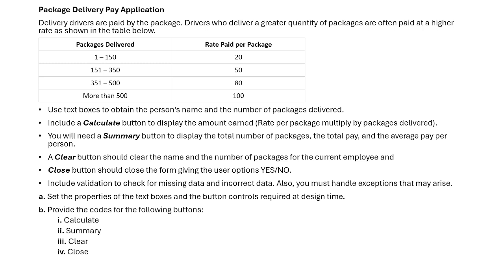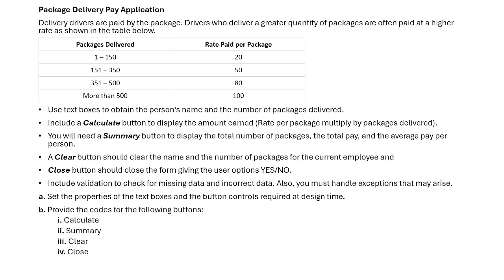Include validation to check for missing data and incorrect data. Also, you must handle exceptions that may arise. A. Set the properties of the text boxes and the button controls required at design time. B. Provide the codes for the following buttons: the calculate, summary, clear, and close. Alright, so let's take a look at the first one, which is A. Set the properties of the text boxes and the button controls.